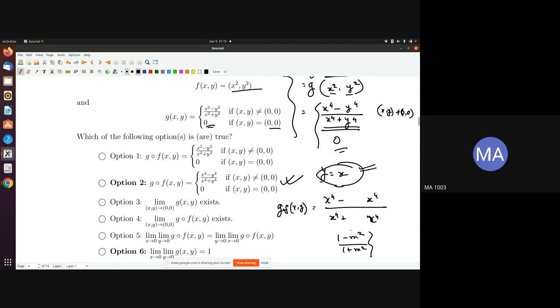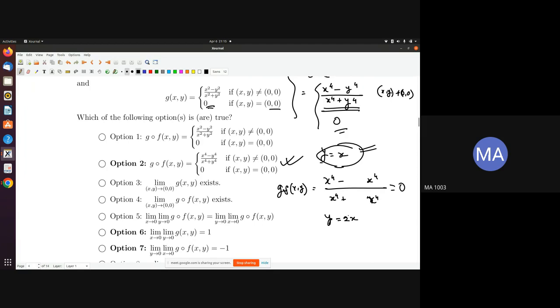This one, right? So 0 by 2x to the power 4. Right? And what happens if we choose this path, y equal to 2x? Can you tell me? Then x to the power 4 minus 2 to the power 2x to the power 4, that is 16x to the power 4.